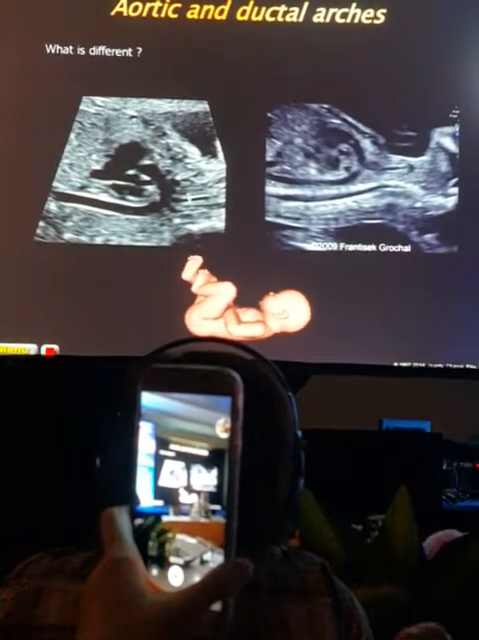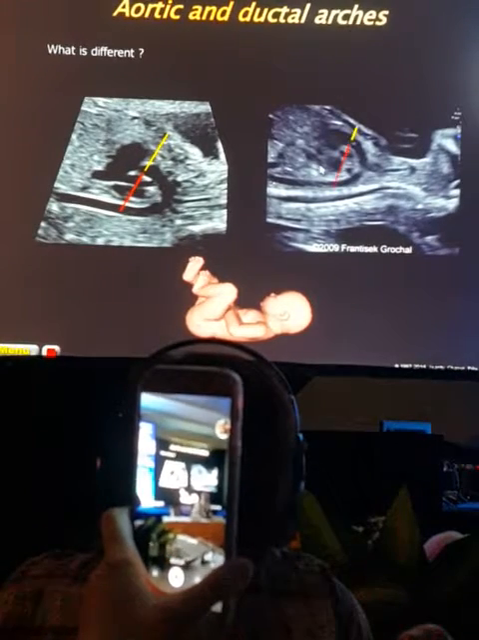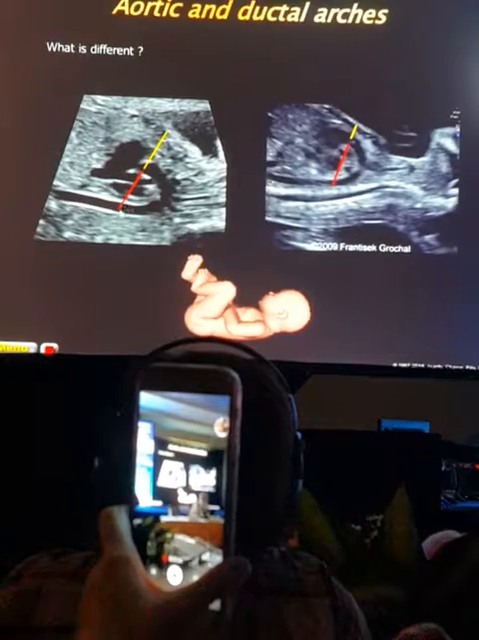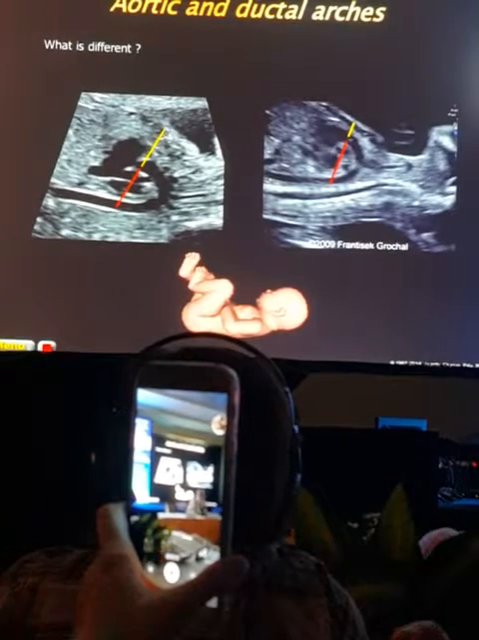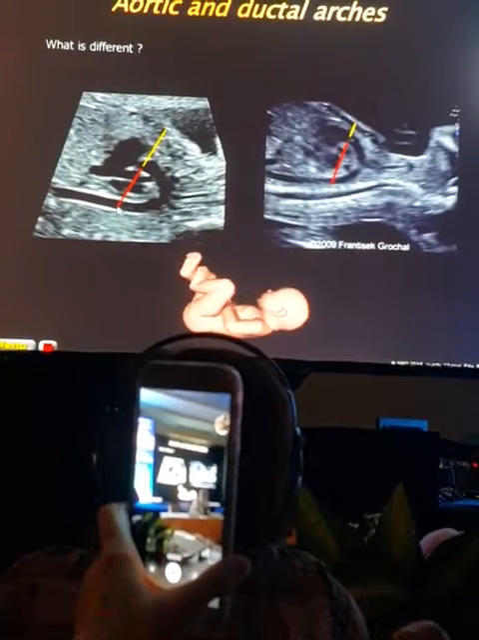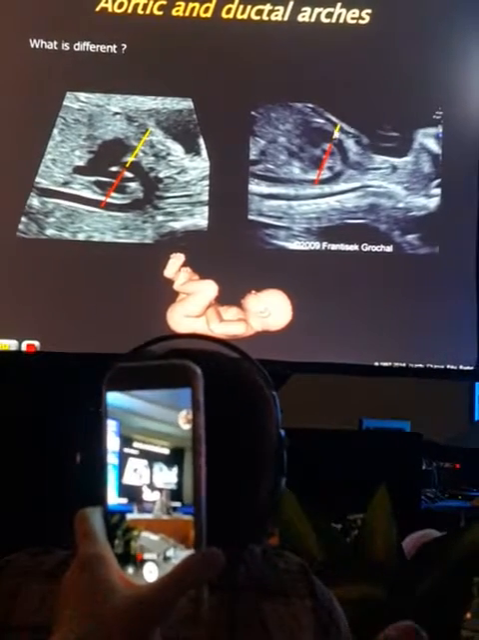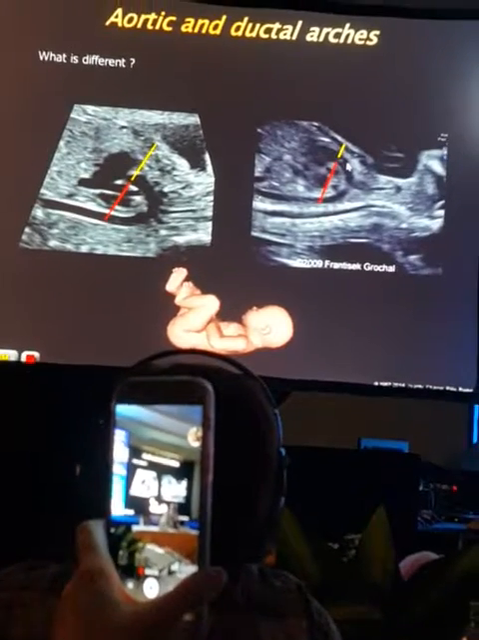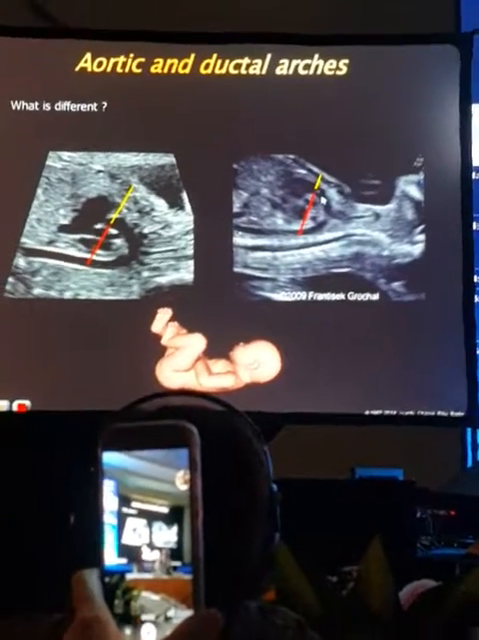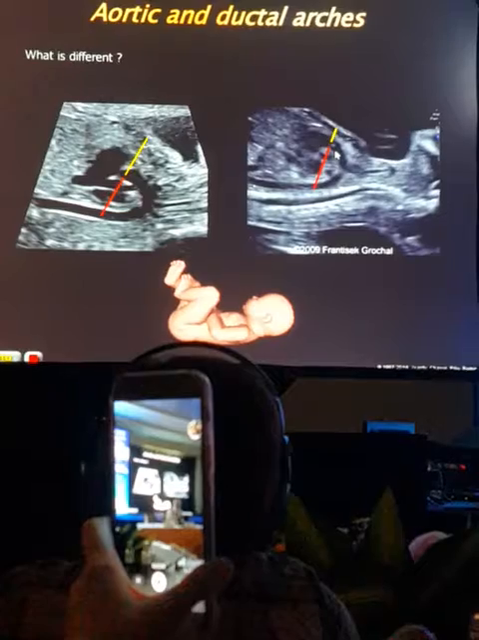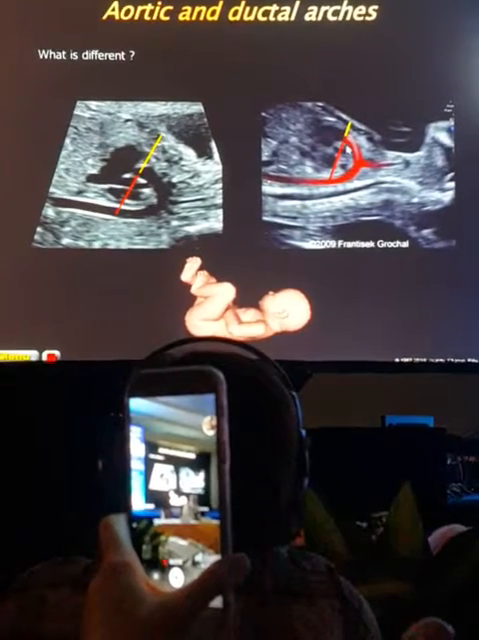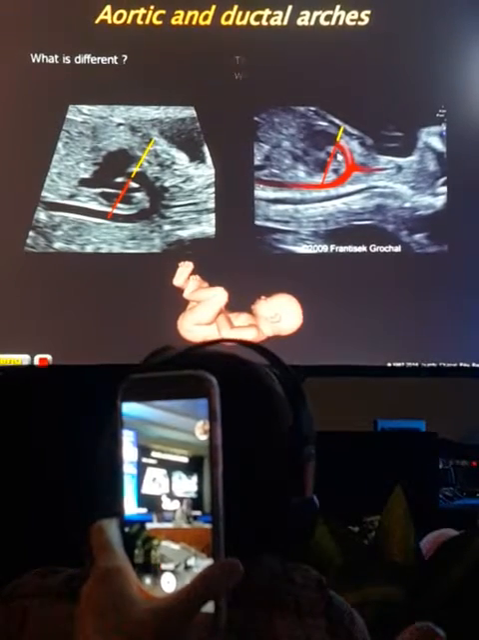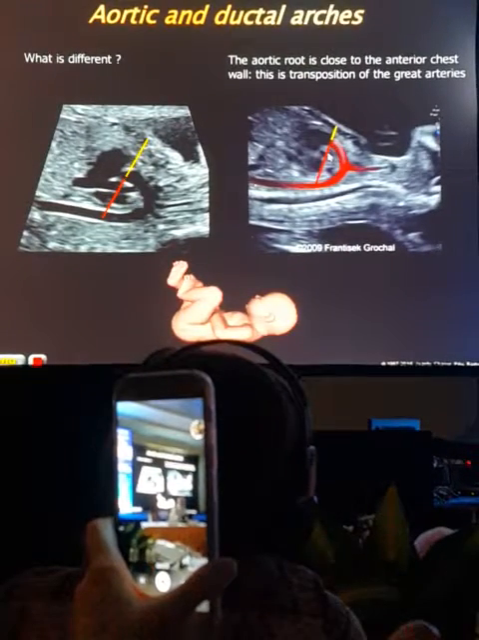Very good. See the difference between this baby here and that baby over there is the position of the aortic root. This aortic root arises at the mid-distance between the chest wall and the spine. This aortic root here arises in the front of the chest. If it arises in the front of the chest, it comes from the right ventricle. If it comes from the right ventricle, this baby has transposition of the great arteries. So it's important to look when you do the arches to recognize one from the other.